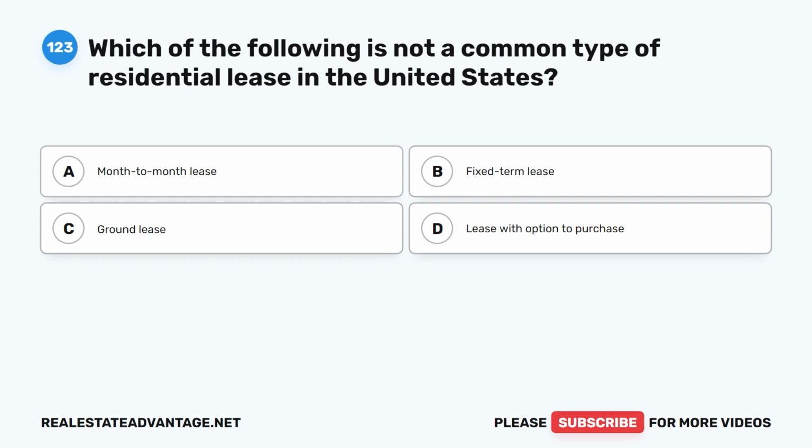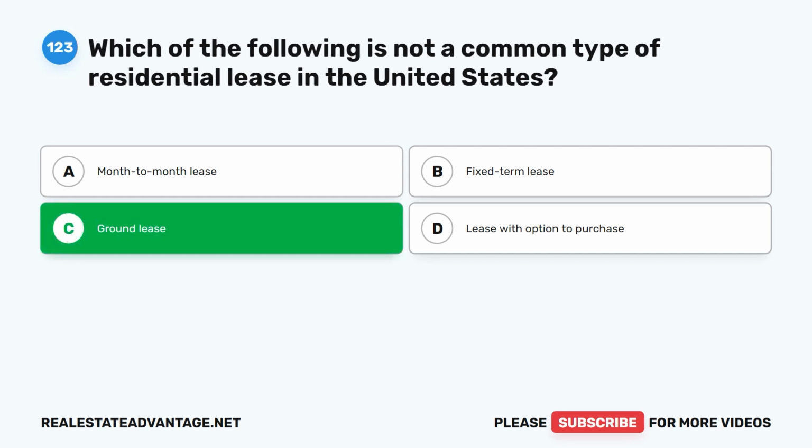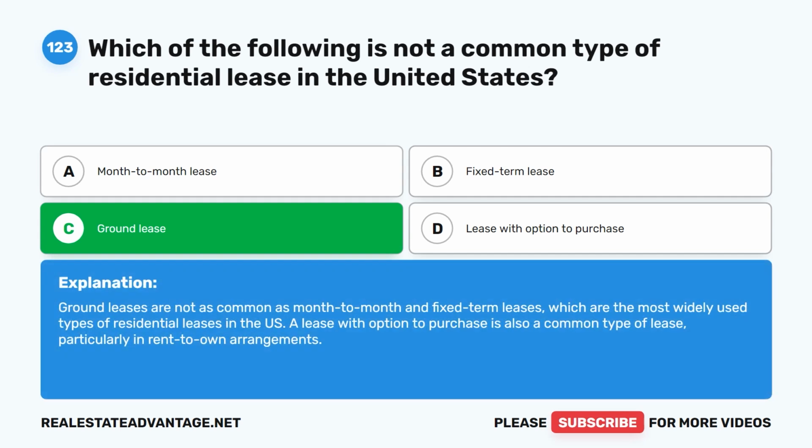Question 123. Which of the following is not a common type of residential lease in the United States? A. Month-to-month lease, B. Fixed-term lease, C. Ground lease, D. Lease with option to purchase. The correct answer is C. Ground lease. Ground leases are not as common as month-to-month and fixed-term leases, which are the most widely used types of residential leases in the U.S. A lease with option to purchase is also a common type of lease, particularly in rent-to-own arrangements.